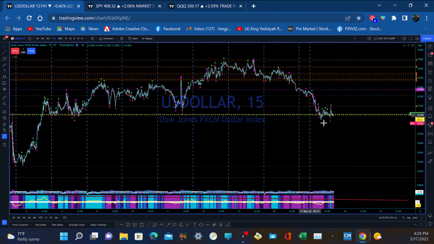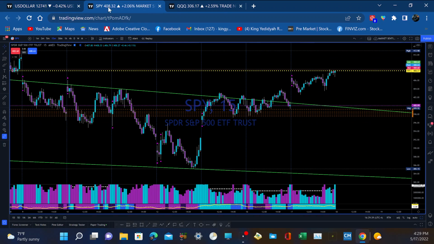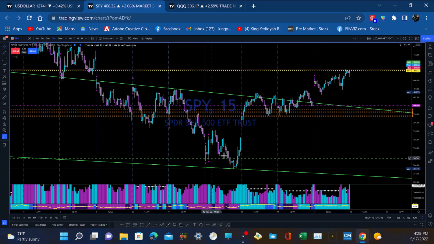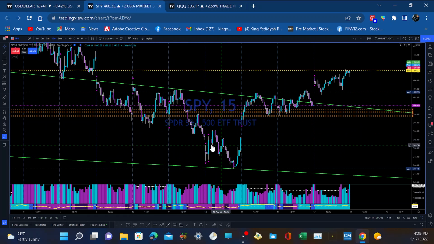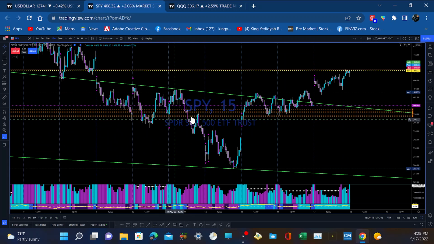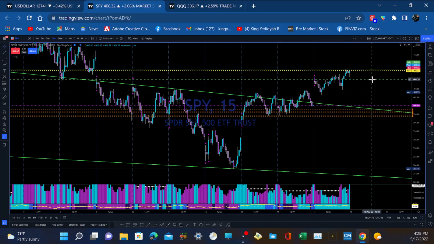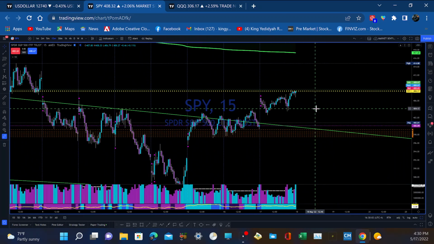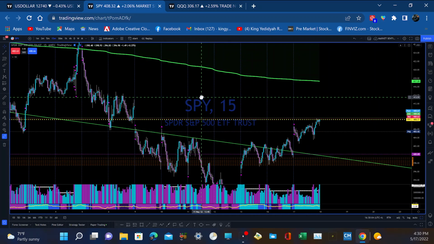So as we're pulling back, this is what's happening on the SPY. The SPY is doing the complete opposite, right? We had this bottoming effect, this kind of inverse head and shoulders pattern, and now we're running up. Because the US dollar is cooling down, the stock market could get a chance to breathe, right?